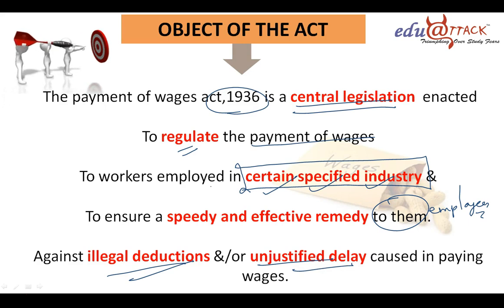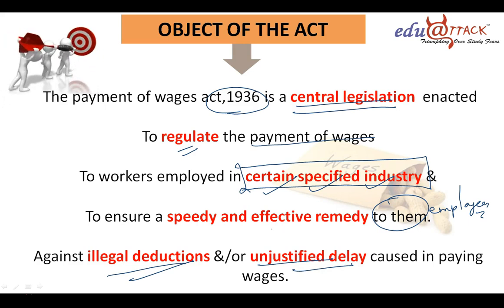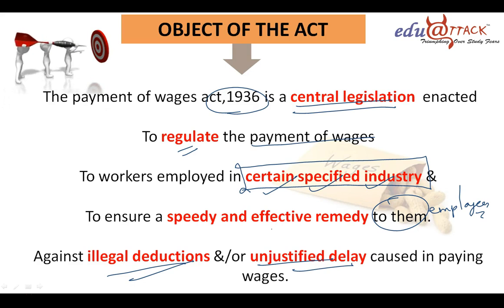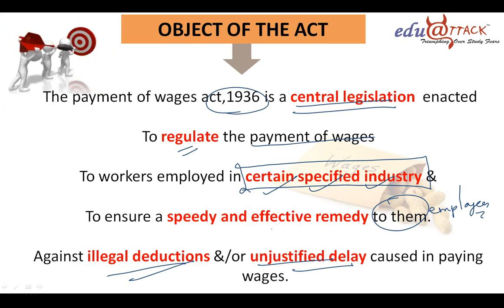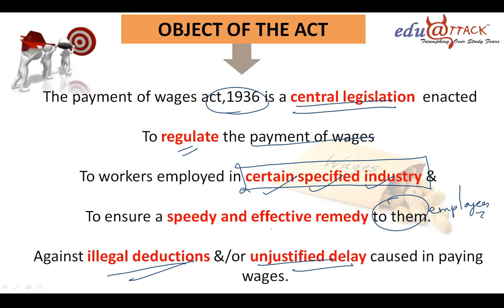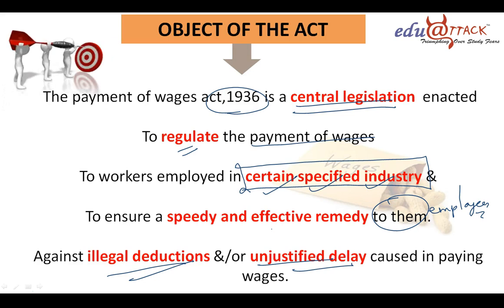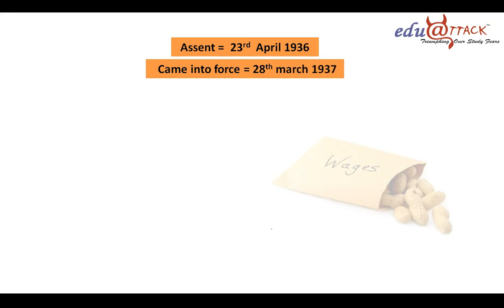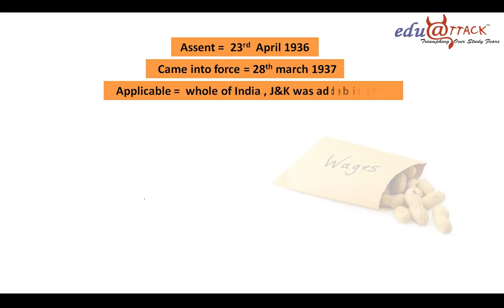Once again, the object is to regulate the payment of wages to workers employed in certain specified industries, and to ensure a speedy and effective remedy against illegal deductions and unjustified delay caused in paying wages. So this object is the main soul of the Payment of Wages Act. Now let's see further. Assent: the Payment of Wages Act got assent on 23rd April 1936 and came into force on 28th 1937. Applicability: it is applicable to the whole of India, and Jammu and Kashmir was added in 1970 by an amendment.